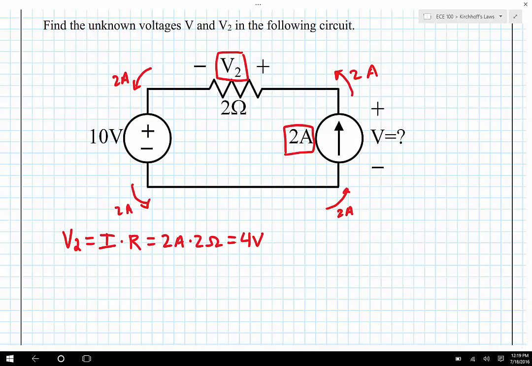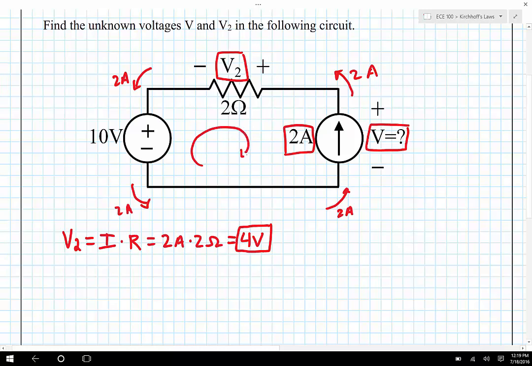Oh, and by the way, we've already solved half of the problem because V2 was one of the 2 things that we were asked to calculate. So the only other thing that we're asked to find is V, which is the voltage across the current source. And it's kind of weird because I made a big deal about how current sources don't care about the voltage. They'll do whatever has to be done to deliver a certain amount of current. And yet there is a certain amount of voltage that appears across the current source, and we can calculate what that voltage is. So let's do Kirchhoff's voltage law.